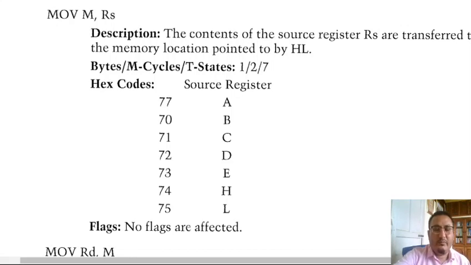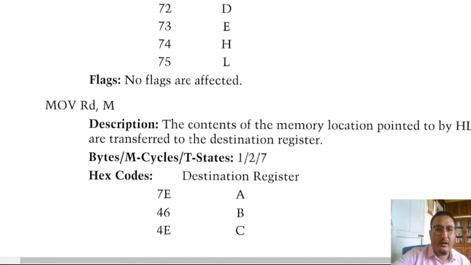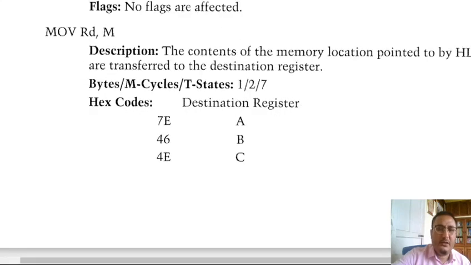It requires 1 byte, 2 machine cycles, and 7 T states. The hex codes associated with the possible source register combinations are provided for your perusal. None of the flags are affected. Now, MOV Rd, M. What does it do?